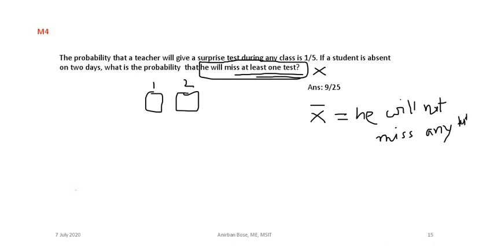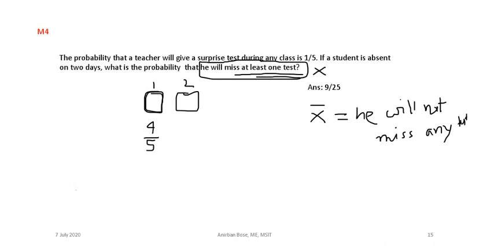If we can find X bar, we simply subtract it from 1 and we can find the probability of X. So how can it be possible that he will not miss any test? It is only possible if the teacher does not take a test on those days, right? So what is the probability that the teacher will not take a test on day 1? That probability is 4 by 5, because the probability of taking a test is 1 by 5.